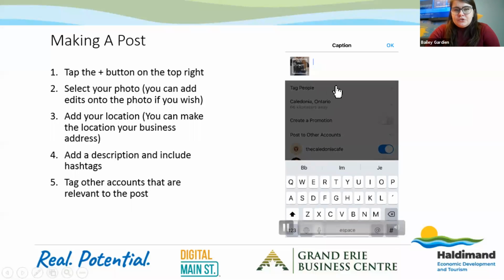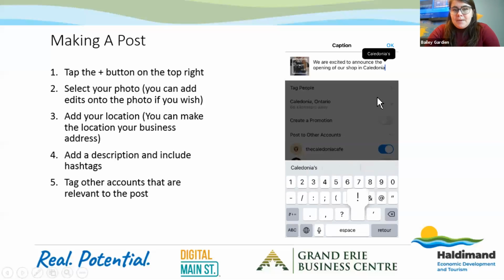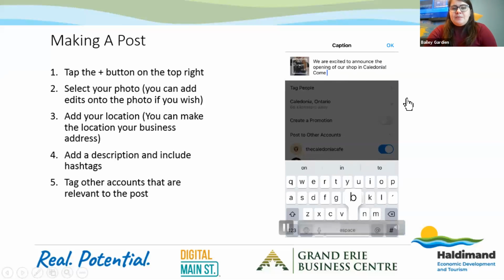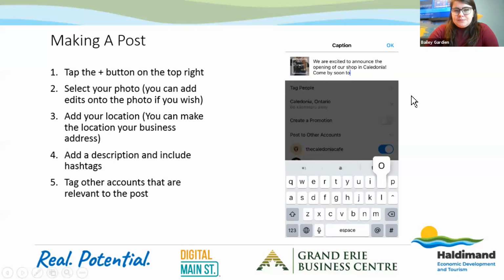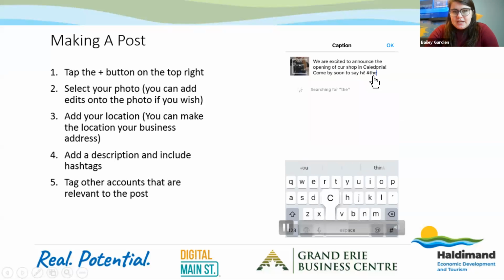And next, you're going to want to add a short description just so your followers know what they're looking at. Within the caption, I would also recommend using hashtags so you can reach out to people that would not be following you already, but maybe looking at those hashtags. So I just included hashtag the Caledonia Cafe, but say you're a cafe, you might want to use hashtag coffee, hashtag small business, stuff like that. So yeah, you can see here, I'm just adding a hashtag.